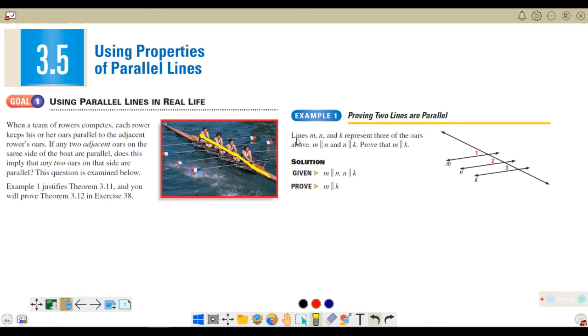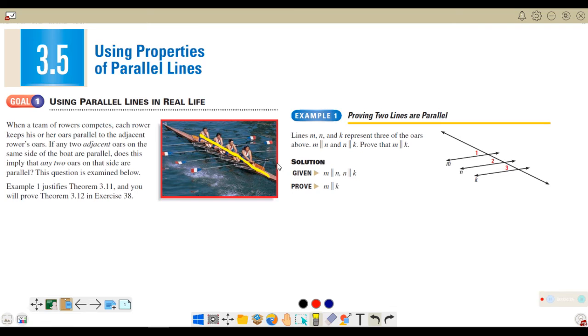Now, the given is, lines M, N, and K represent three of the oars above, and M is parallel to N, and N is parallel to K. We have to prove that M is also parallel to K. Obviously, isang tingin pa lang, M is parallel to N is parallel to K. May common element sila, which is line N. May clue na tayo kaagad that the property that we are going to use will be the transitivity property of equality or transitive property of equality.